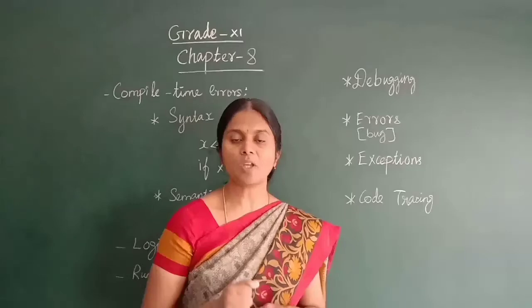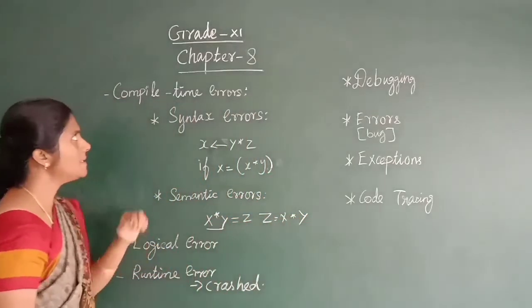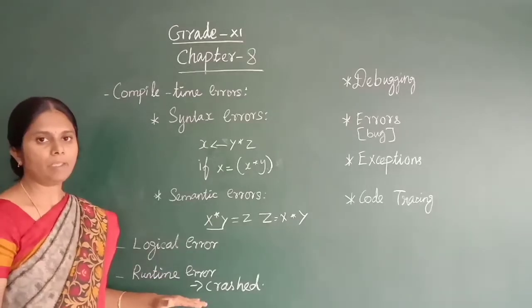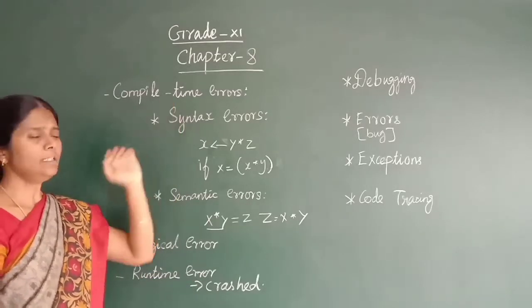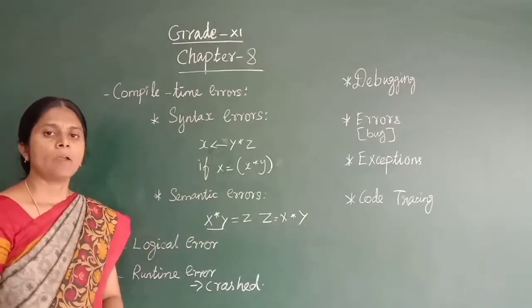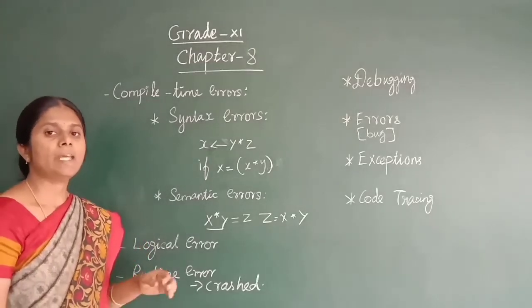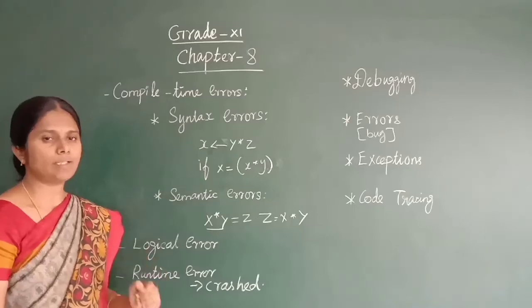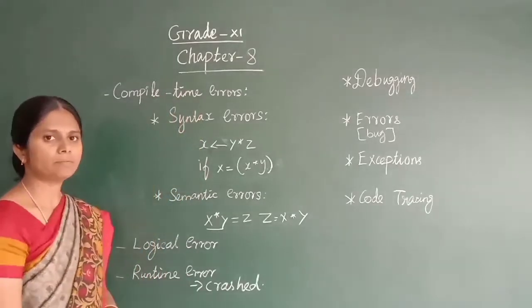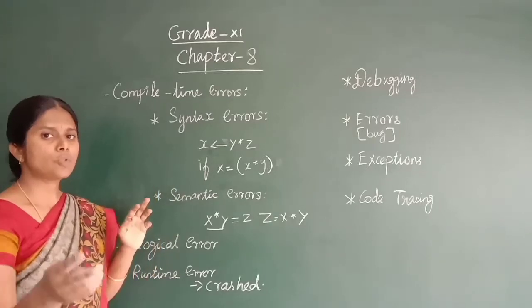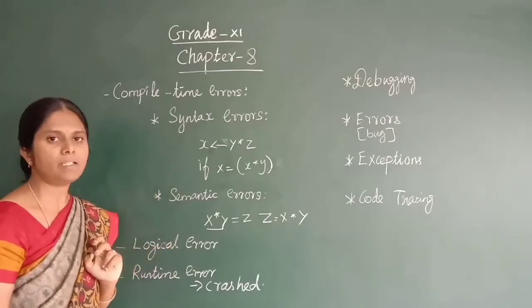There are three types of errors. The first is compile time error, then logical error and runtime error. We'll learn the compile time error first. What does compile time error mean? When an error occurs during compile time, that error is called a compile time error. Compile time errors are of two types, syntax error and semantic error.